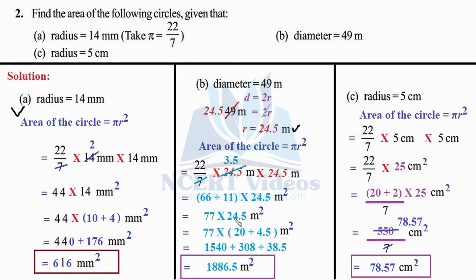Again, we will break it. 77 into multiplication as it is, 24.5 can be written as 20 plus 4.5 meter square. Now multiply it. 7 2s are 14. Again 14 plus 1 is remainder, 1540, plus multiply it. Again we will multiply as we did here. First we will multiply 77 with 4. So 7 4s are 28, 2 is carry, again 28 plus 2 is 30. Now 0.5 means just half it. So 77 over 2 is 38.5.